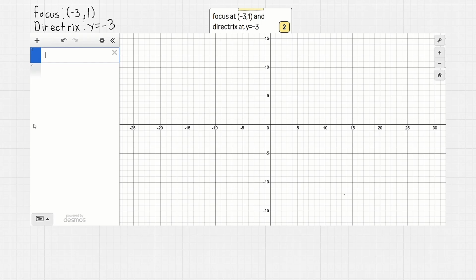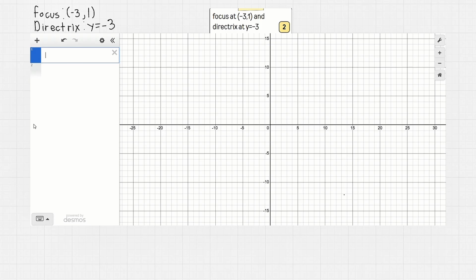Now, for our second example, we have focus at negative 3, 1 and directrix at y equals negative 3. So, how are we going to find the vertex? We have no given vertex, so that means we have no h and k. We can't get our standard equation yet. So, if you remember, if you count from vertex to focus and vertex to directrix, they are always the same countings. That's how we get our focal distance.